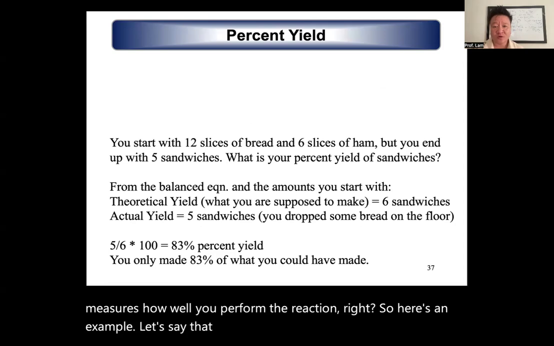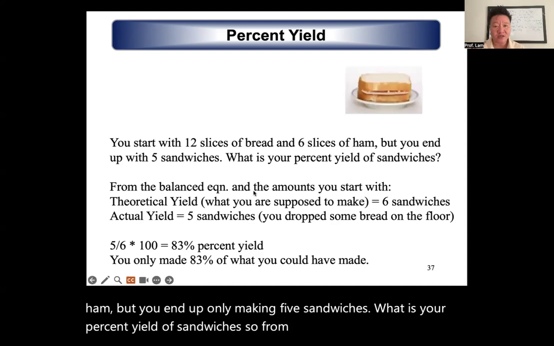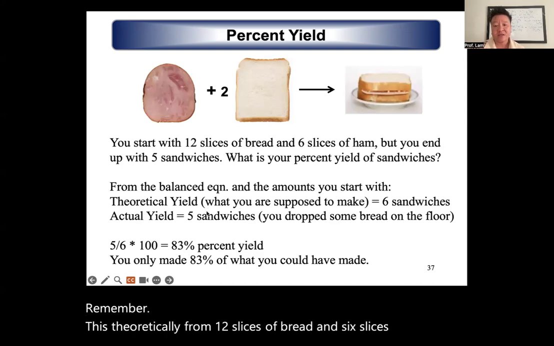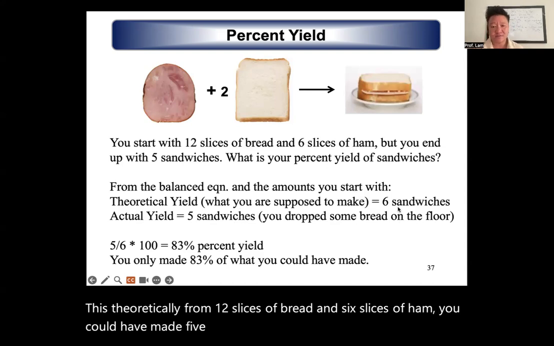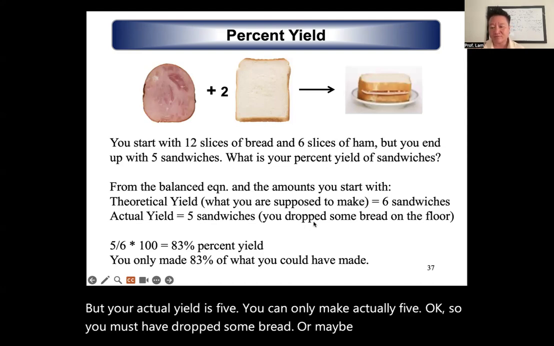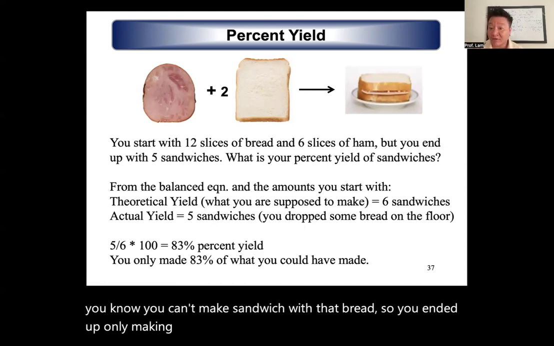Let's say that you had 12 slices of bread and 6 slices of ham, but you end up only making 5 sandwiches. What is your percent yield of sandwiches? From the balanced equation, theoretically, from 12 slices of bread and 6 slices of ham, you could have made 6 sandwiches, right? But your actual yield is 5. You can only actually make 5. So you must have dropped some bread, or maybe you broke it, or you can't make a sandwich with that bread. So you ended up only making 5 sandwiches for whatever reason, okay?